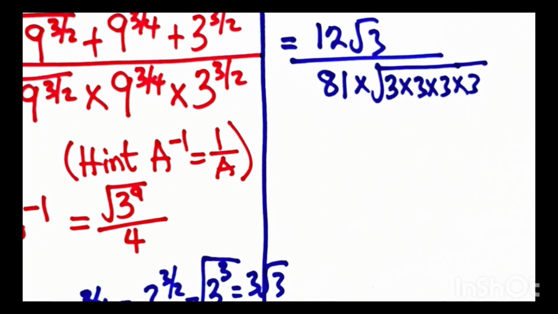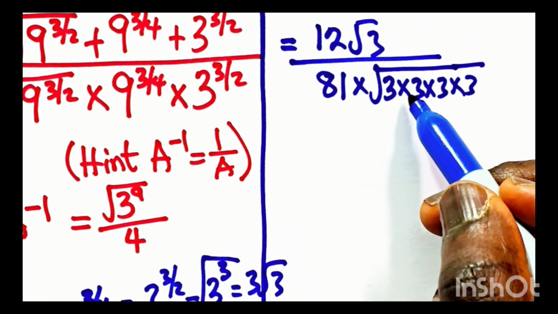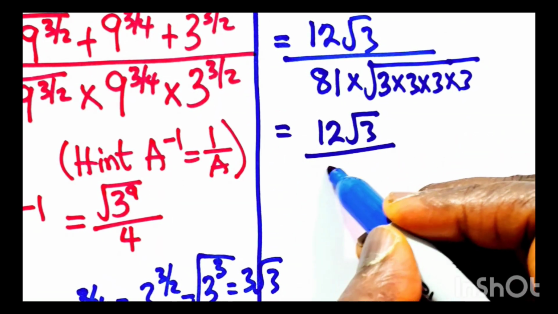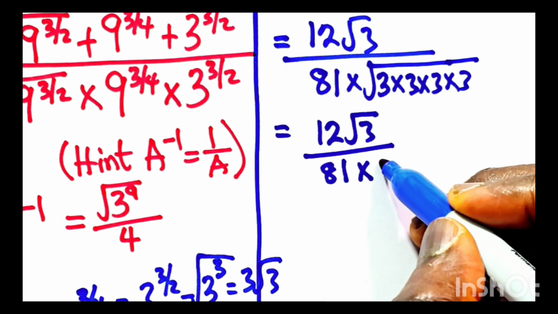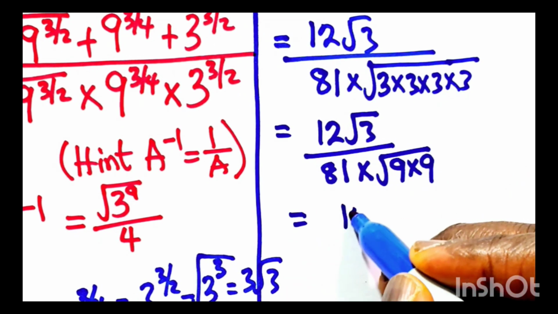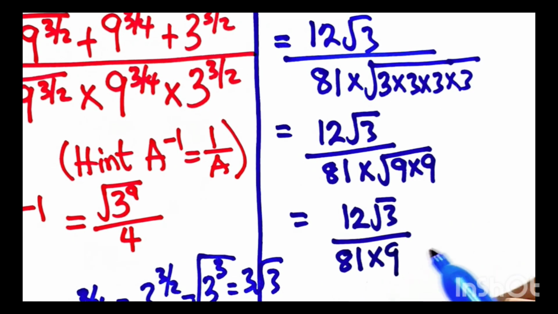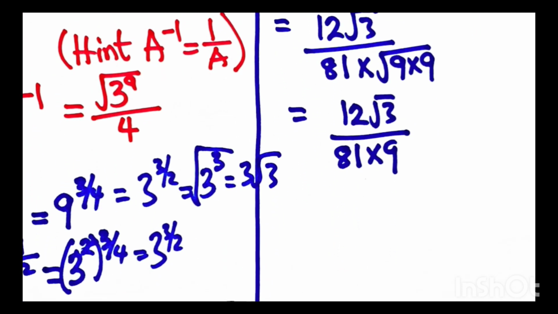That's how you can put them together, provided they have the same multiplication, so that it will be easier for us. So 3 times 3 is going to give us 9. The square root of 9, I'll solve that. So we have 12 root 3 divided by 81 times the square root of 9 times 9. And this is going to give us 12 root 3 divided by 81 times 9, because the square root of 9 times 9 is just like the square root of 9 squared, and we're going to have that one as 9.